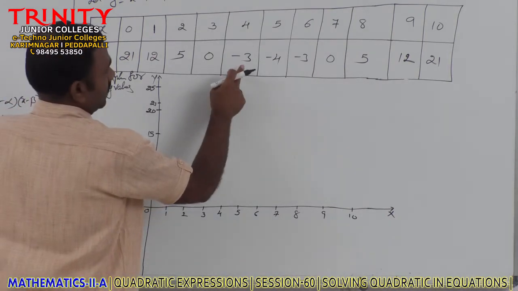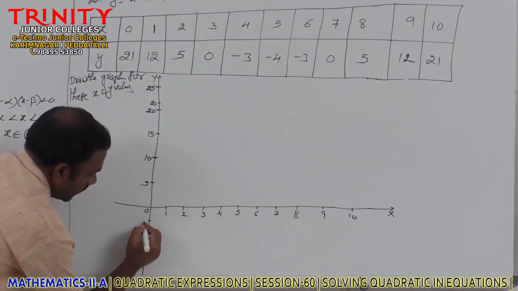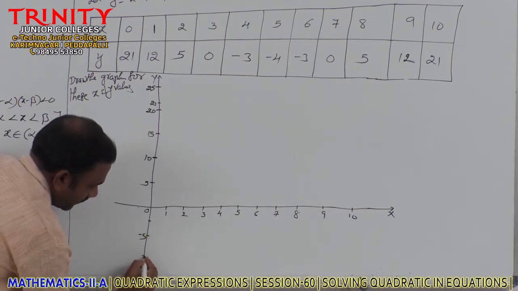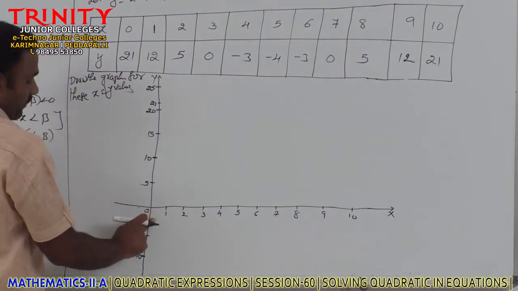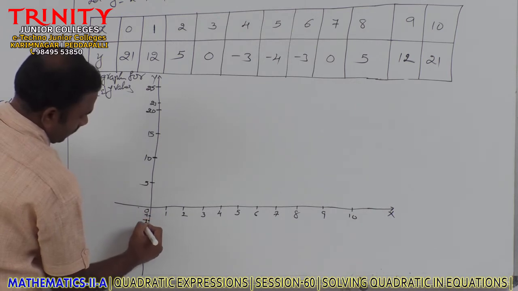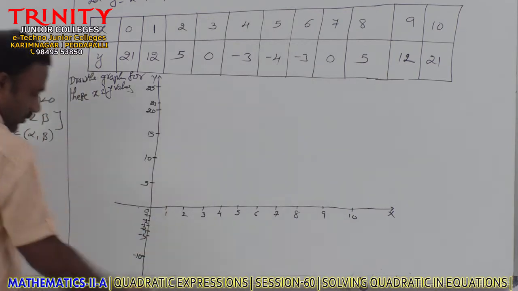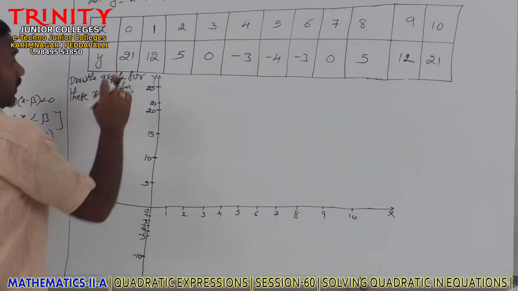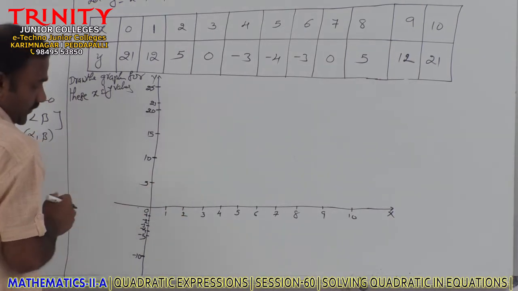Now we have negative values also on the y-axis. Minus 5, this is minus 10. Here we get minus 1, minus 2, minus 3, and this is minus 4, and that's minus 5. That's enough for us. Now express these points on the graph.